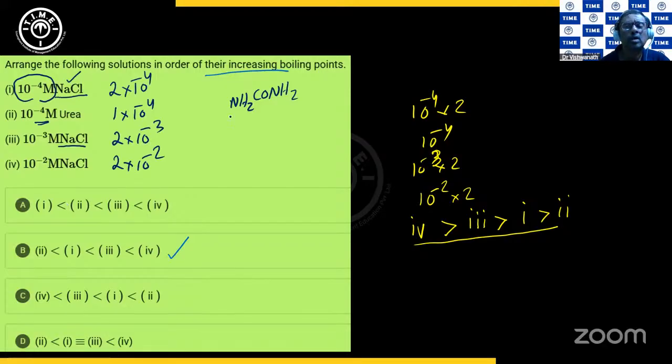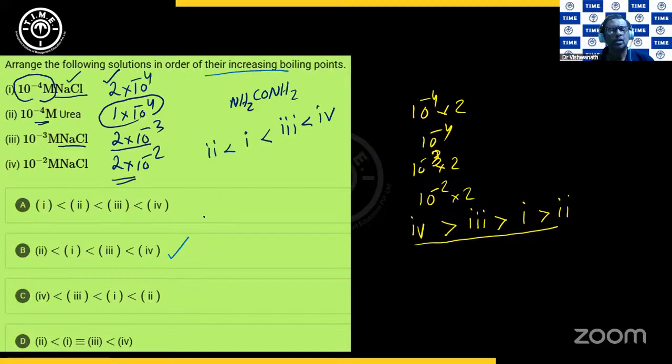It is an increasing order you are saying, so you have to start from less and move towards more. So this is the least. So I'll write 2. Less than, slightly above that is 1. 1 into 10 power minus 4 is less than 2 into 10 power minus 4. 2 into 10 power minus 4 is less than 2 into 10 power minus 3. So less than 3. And then 2 into 10 power minus 3 is less than 2 into 10 power minus 2. So it is 2 less than 1 less than 3 less than 4. Option B. I hope this is clear.